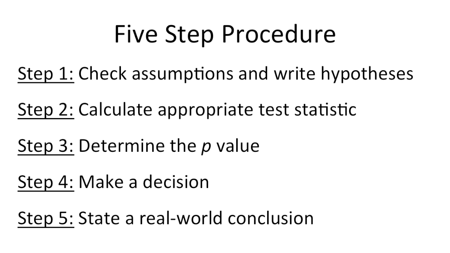Step 2, you'll calculate the appropriate test statistic. If you're using a randomization procedure, this is when you would construct that randomization dot plot. If you're using more traditional methods and you're using either formulas by hand or Minitab Express, this is where you're going to compute the z or the t test statistic.